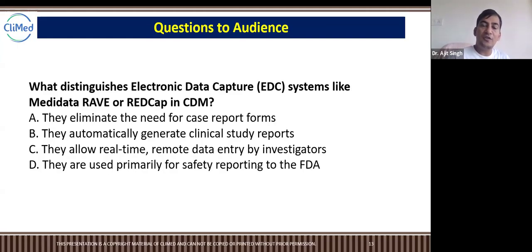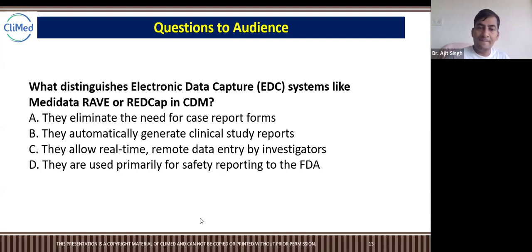They eliminate the need for case report forms. They automatically generate clinical study reports. They allow real-time remote data entry by investigators. They are used primarily for safety reporting to the FDA. So why? Yes, guys. So what could be the right answer? Like why do we choose electronic data capture systems?